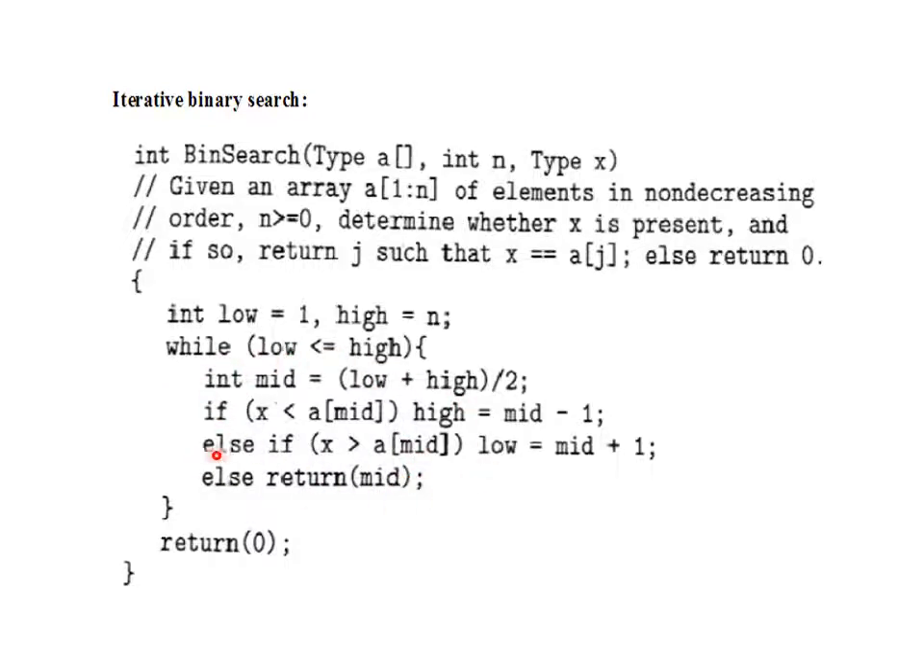We will simulate this with an example, then it is very clear. Whenever this condition fails, that is low is greater than high, control transfers outside the while loop and it returns 0. Whenever the condition is true, it tries to find the item in the list and returns the mid value, one index within the range 1 to 8 in our example.